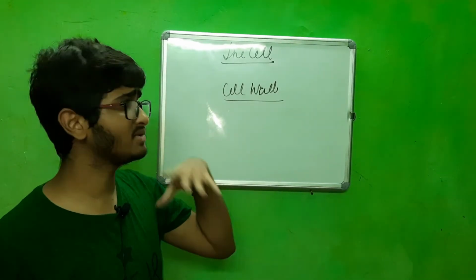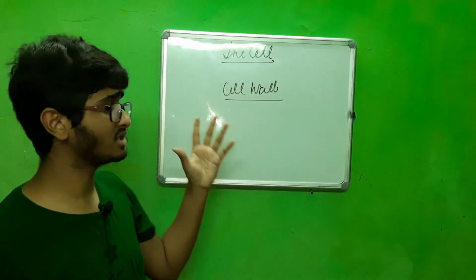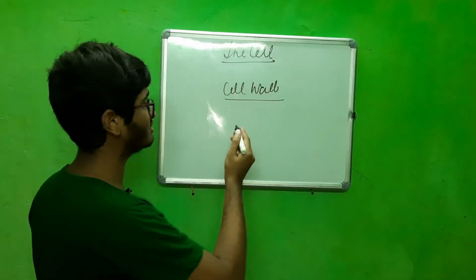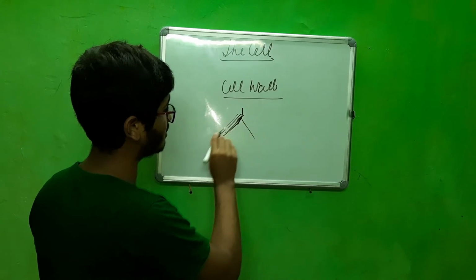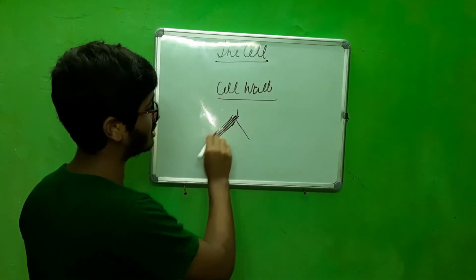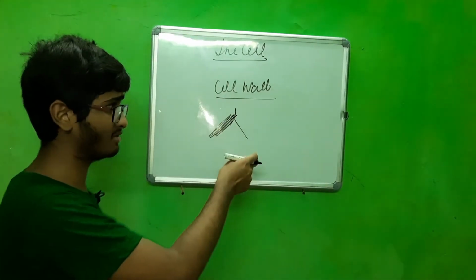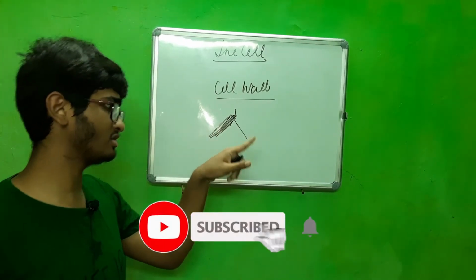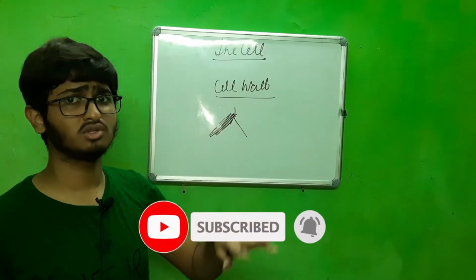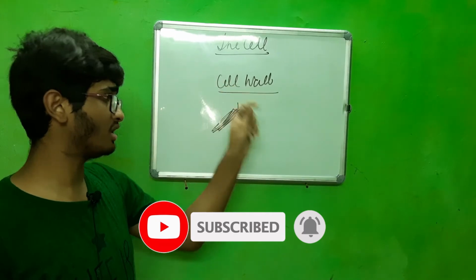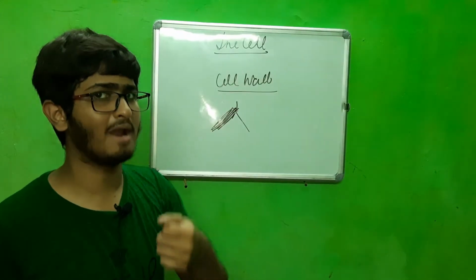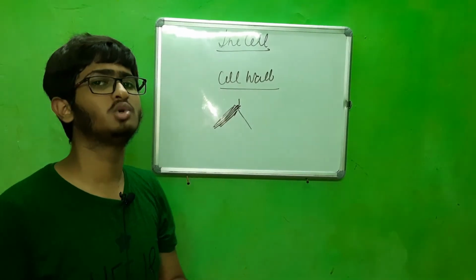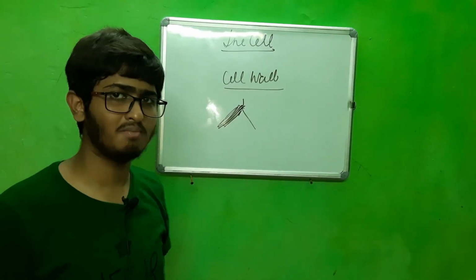So the cell wall is formed due to deposition. That's why, when cork cells are formed, all the depositions were made on the wall. So that is known as the cell wall. It was formed by the deposition of cellulose. So you should always remember that the function of the cell wall is to protect the plant cell and to provide rigidity to the plant cell.